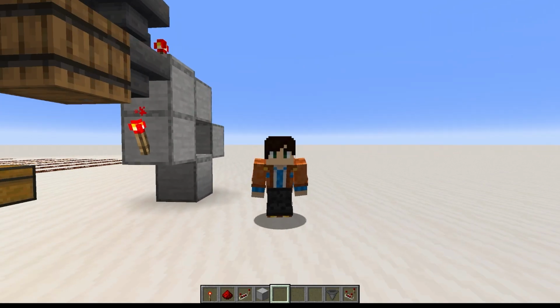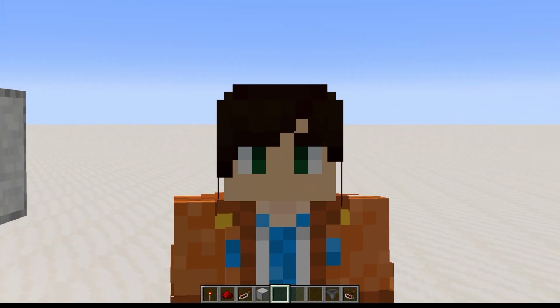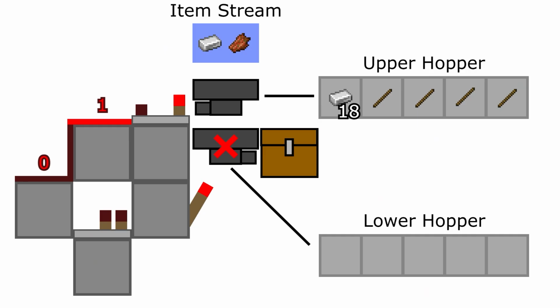The question is this: could the item stream ever have sticks in it? If so, problem not solved. Very much not solved. Let's see what happens if sticks are in the item stream. The hopper pulls in both iron and sticks from the item stream. The iron piles up in slot 1 and sticks pile up in slot 2. But once there are 19 sticks in slot 2, slot 1 becomes empty again, just like in the previous scenario.